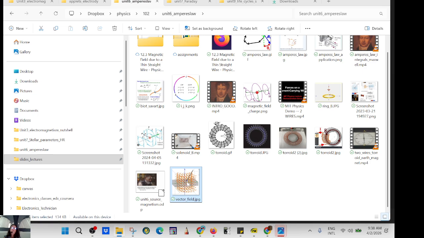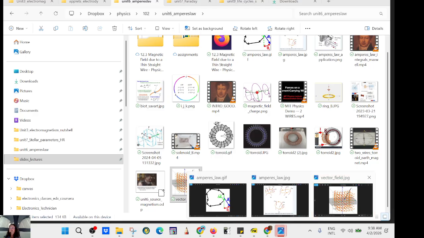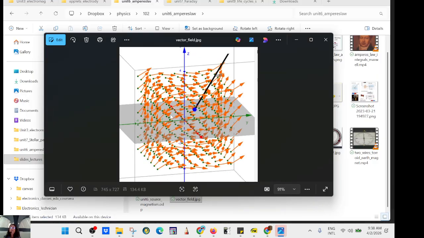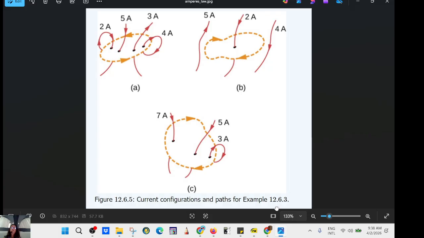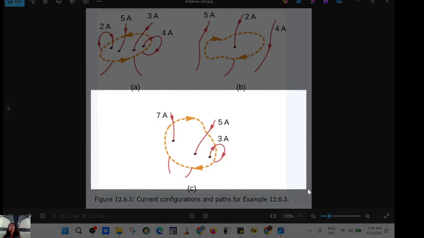So it's like you are working in a vector field here in space, and then you take an imaginary path. Along that path, the magnetic field could be parallel to the path, it could be at an angle, it could be at a perpendicular angle. Then you have to take the parallel component. But here we don't know. We just want to apply Ampere's law. So you want to try to do this one.